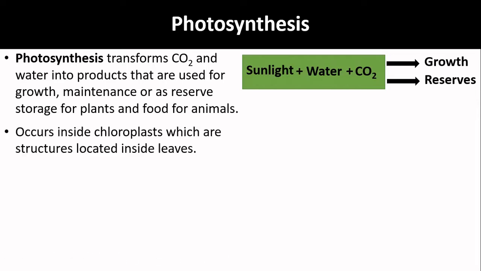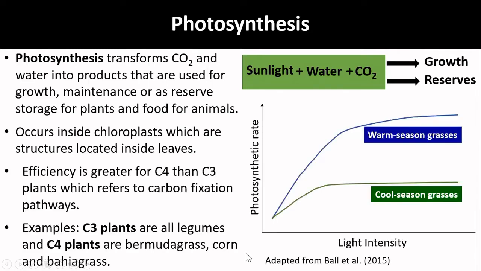This process occurs inside structures called chloroplasts, and there are two major distinct carbon fixation pathways, classified as C3 and C4, and these are terms that we usually use to classify groups of plants. Generally, legumes and cool season grasses are C3 plants, while C4 are warm season grasses. And this nomenclature differentiation is based on the first product that the plant generates from photosynthesis.